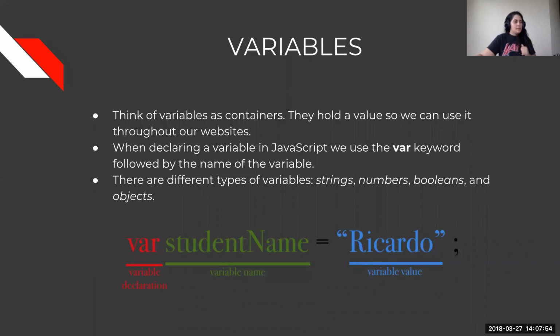Nathan, I'm going to call on you. What data type is student name? So string or text. Right. It will be a data type string because Ricardo is surrounded by quotations, so that indicates that it is a string. So this variable is data type string.